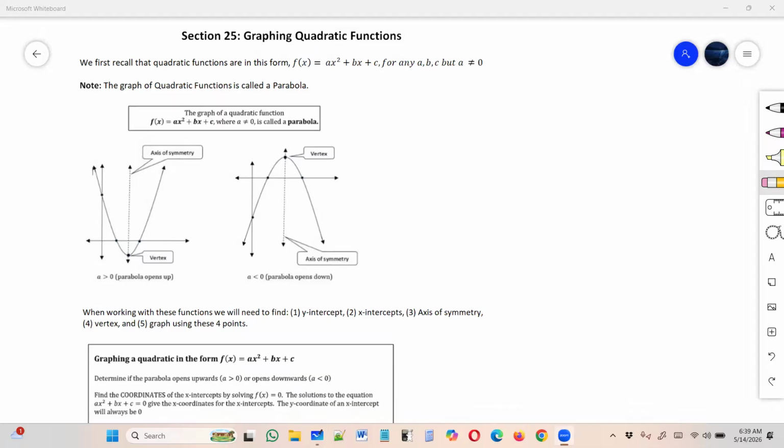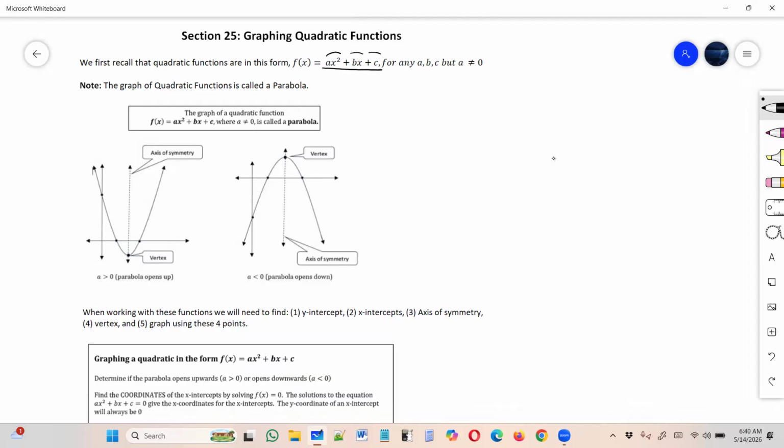Hi, hello everyone. So this is the video dealing with section 25, graphing quadratic functions. Recall that when you have a quadratic function, its format looks like what you see over here, very much the same as when we solve quadratic equations. We have to have ax squared, bx, and plus c.